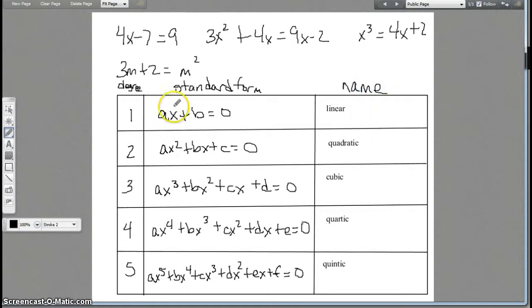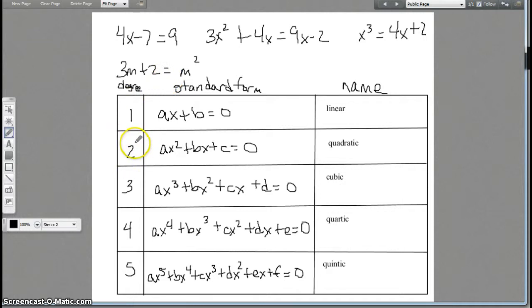So if your highest degree is 1, then it's a first degree equation. And the standard form of that equation would be some constant times x plus a constant equals 0. So we say ax plus b equals 0, and we call that a linear equation. The graph of that equation is going to be a straight line.